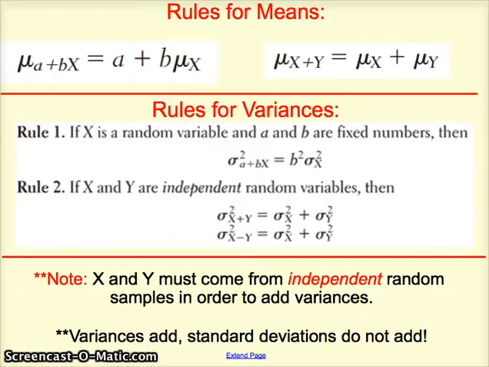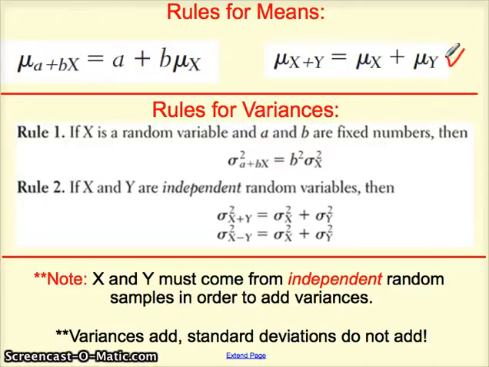Now, these are the rules, and it's a bit nasty looking, and we're going to come back and talk about these one at a time. But listen to this. This is the basic idea. Means. If you have two random variables and you're interested in the mean of the combination, you can add means. It's as simple as that. You can subtract means. It's as simple as that. And that's what this formula in the upper right is saying.